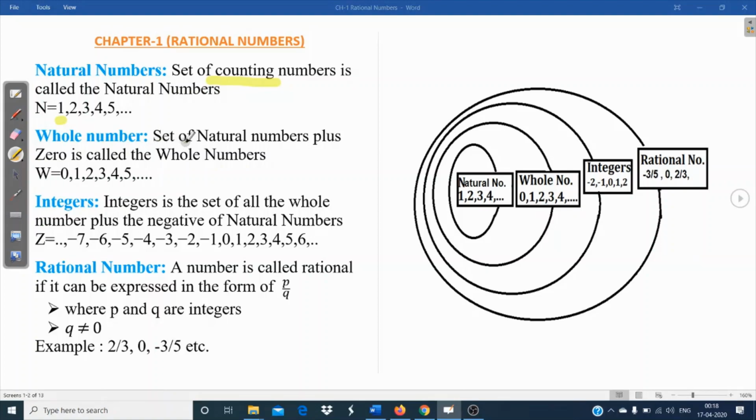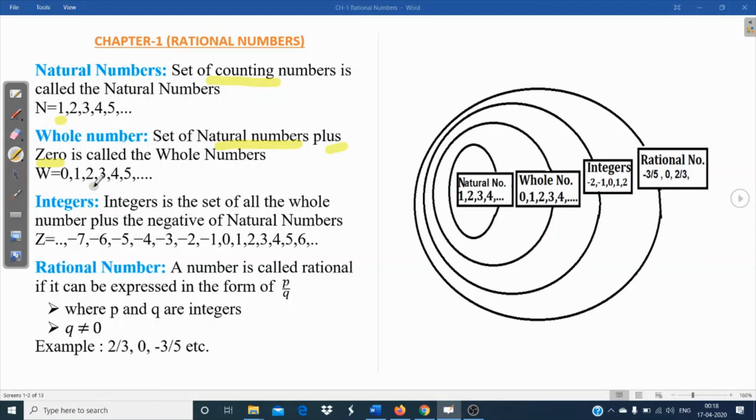And next we will talk about whole numbers. So whole numbers are the set of the natural numbers. All the natural numbers come under whole numbers plus 0. So we can say whole numbers are the numbers which start from 0. So 0, 1, 2, 3, 4, 5 are called your whole numbers, till infinity.